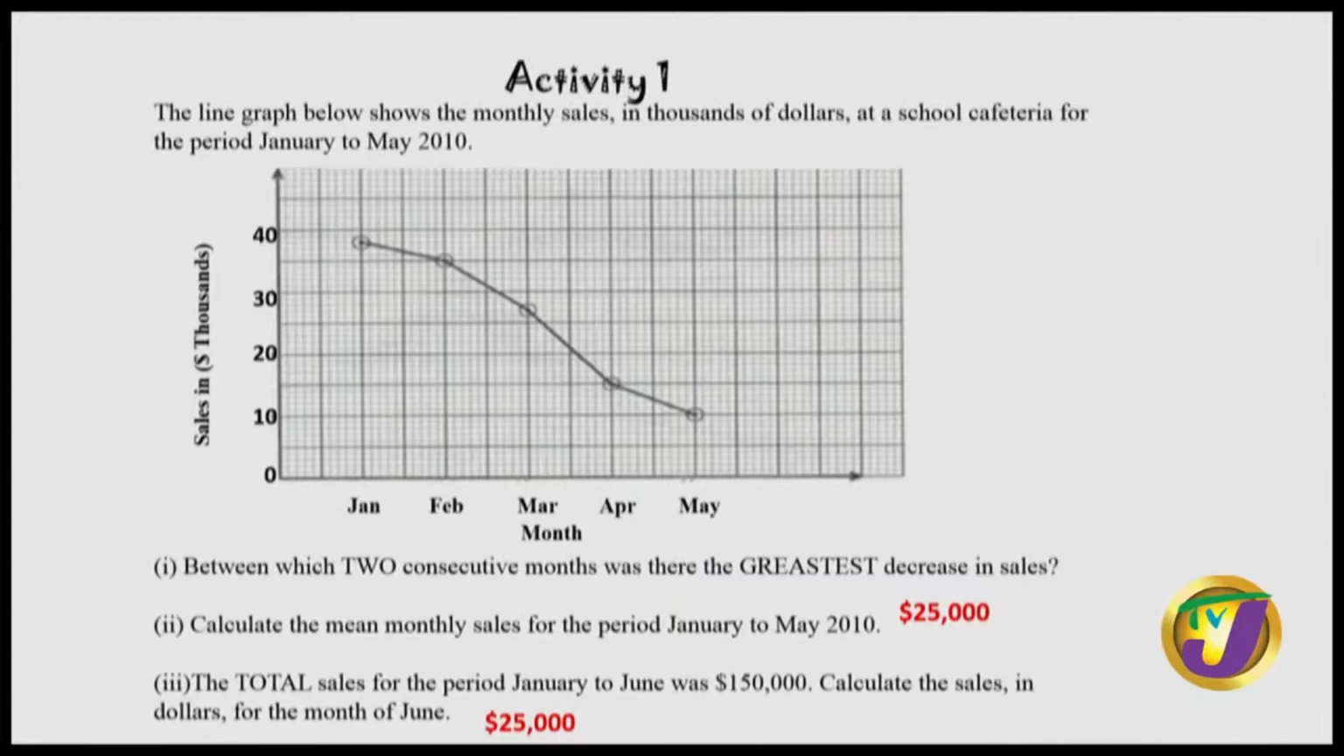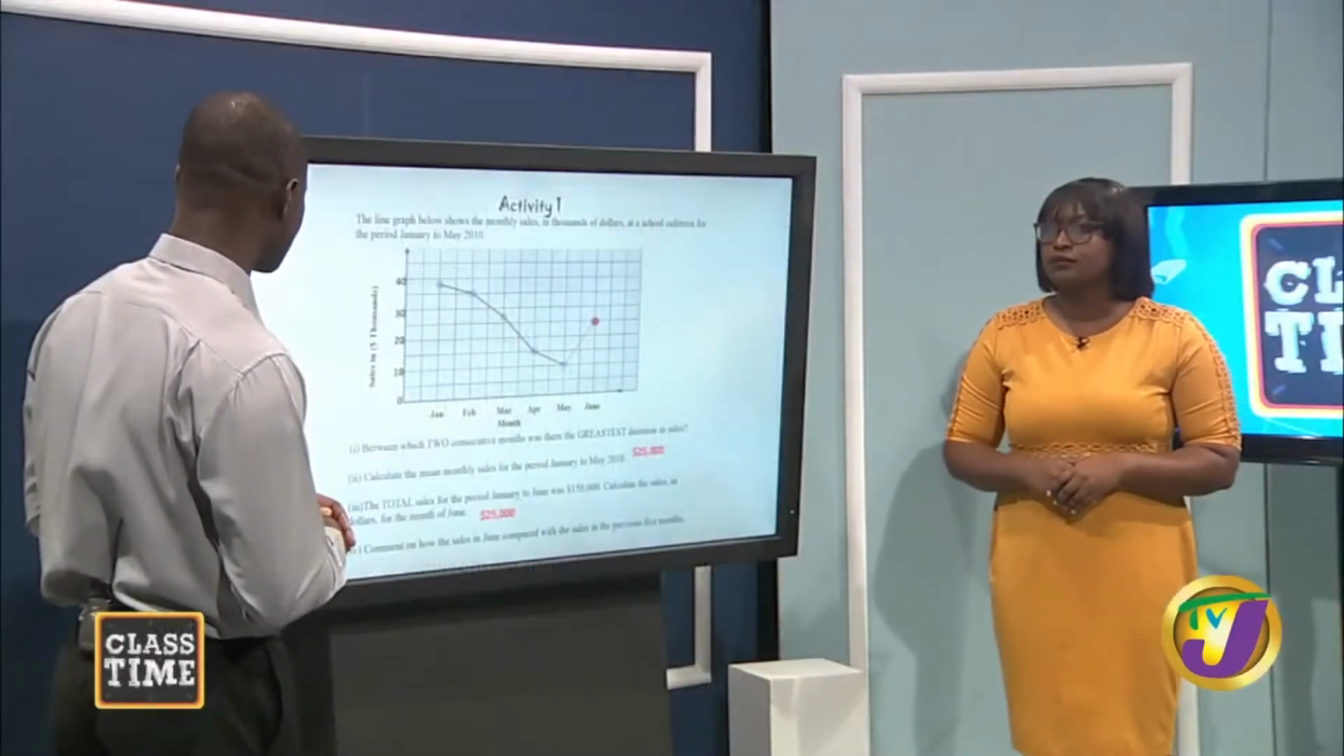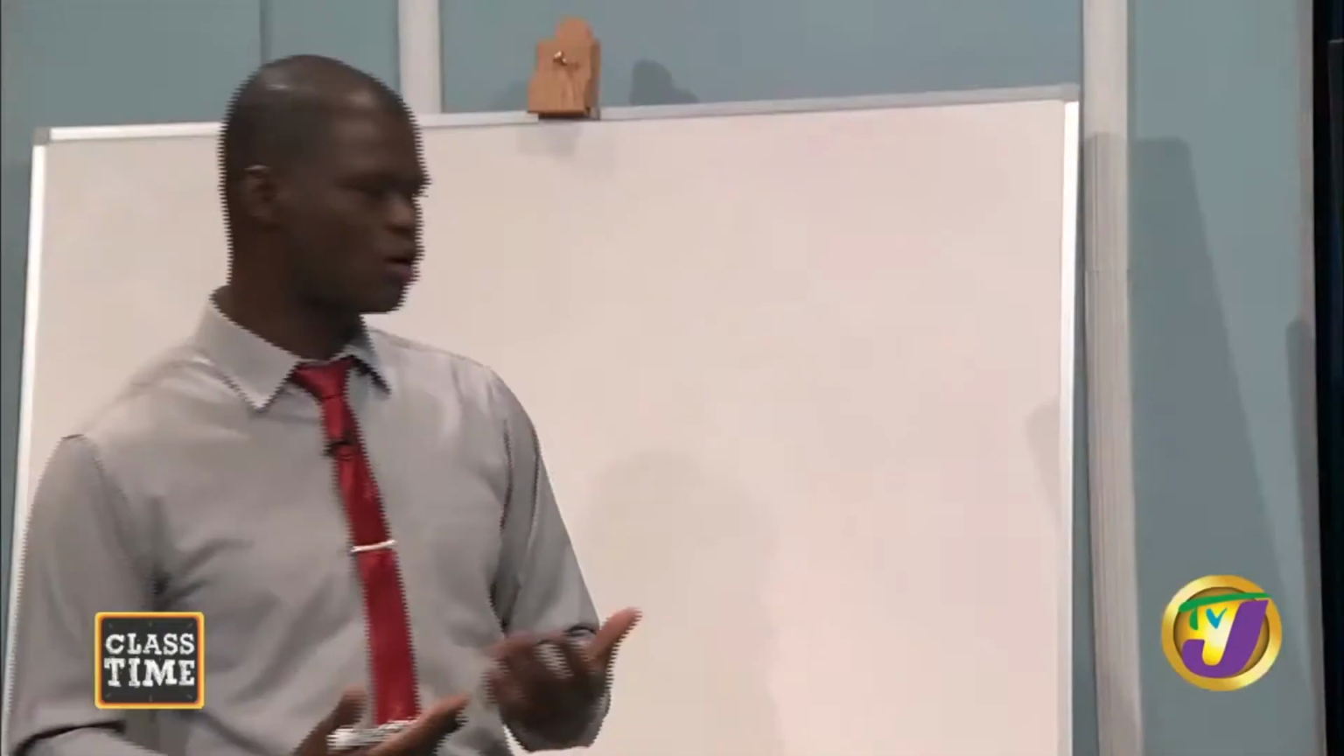And the very last question today says, comment on how the sales in June compared with the sales in the previous 5 months. So what we're seeing definitely is that there was an increase, right? Because it went to 125,000 in the past 5 months, then all of a sudden 150,000. So we are seeing an increase. But let us see how that increase is depicted. So what would our comment be like?